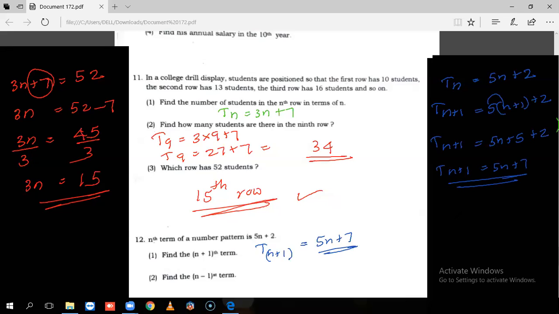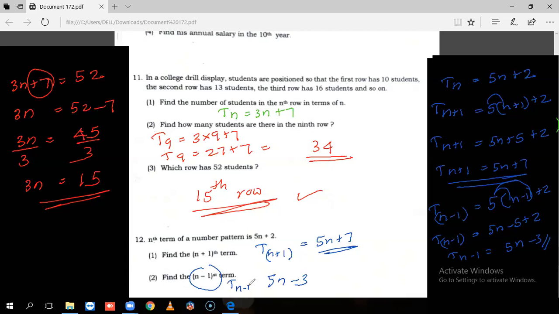Next we have to find the n minus 1 term. Now we write tn minus 1 equals 5 into n minus 1, plus 2. tn minus 1 equals 5n minus 5 plus 2, that is minus 3. So tn minus 1 equals 5n minus 3. Now we got these two answers.